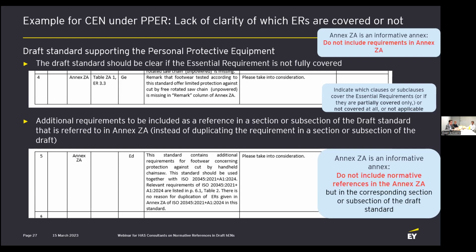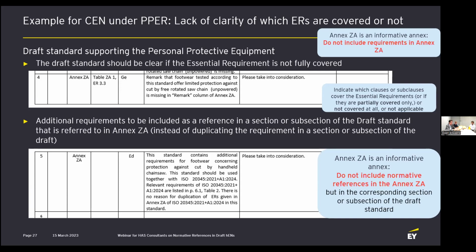So this means that the remark that this standard is not protecting against the cut by a rotated saw chain is missing in the remarks column, the third column in the Annex Z. So what does it mean? This means that we are not giving the information to the user of the standard, which may be the manufacturer, and then the manufacturer is producing his or her product based on the harmonized standard.